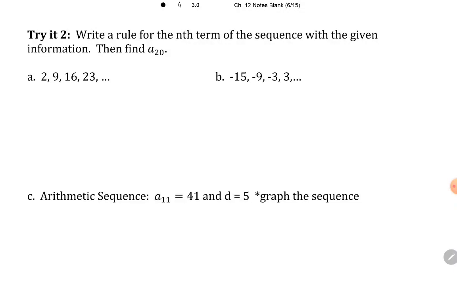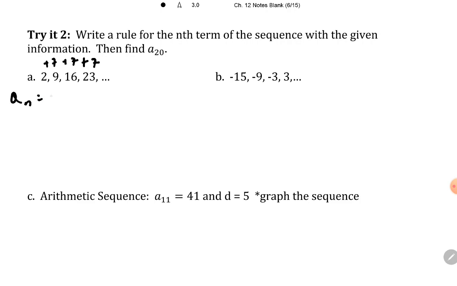Alright, let's do some of these. Write a rule for the nth term of the sequence given the information, then find a sub 20. First off, we need to make sure that these are arithmetic, so we need to find the common difference. The difference between 2 and 9 is plus 7, 9 to 16 is plus 7, and 16 to 23 is plus 7. So we know it's arithmetic, and we can write our formula.